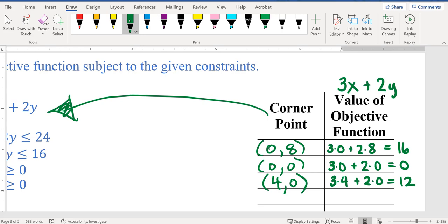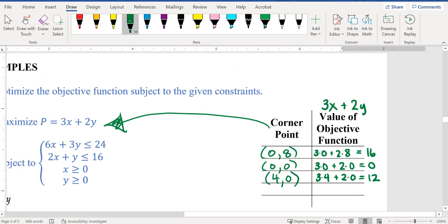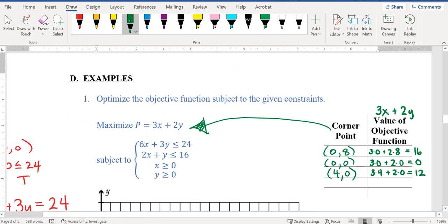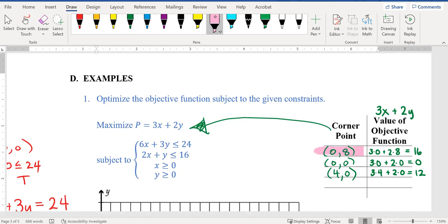Which corner point maximized my objective function? And the answer is the point 0, 8.